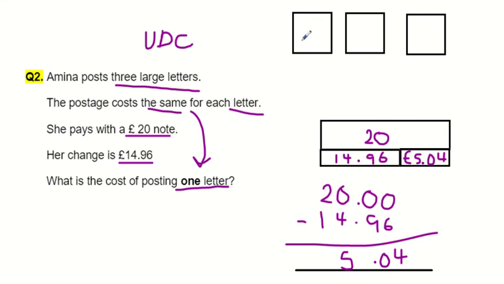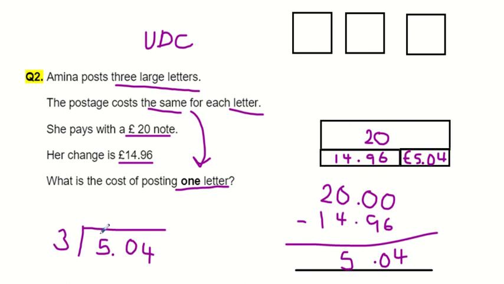Now the letters were the same, so I've got to share now £5 and 4p between the 3 letters. Now because I'm sharing out the cost, I'm going to do a division.